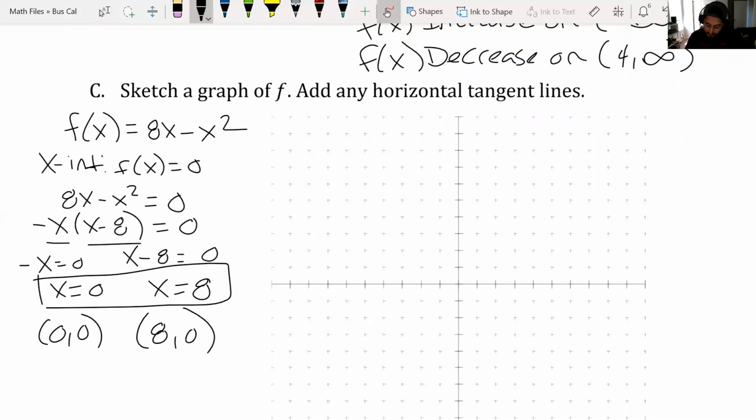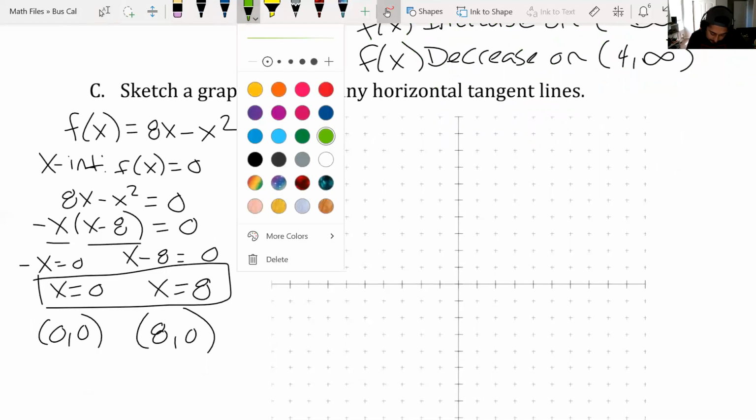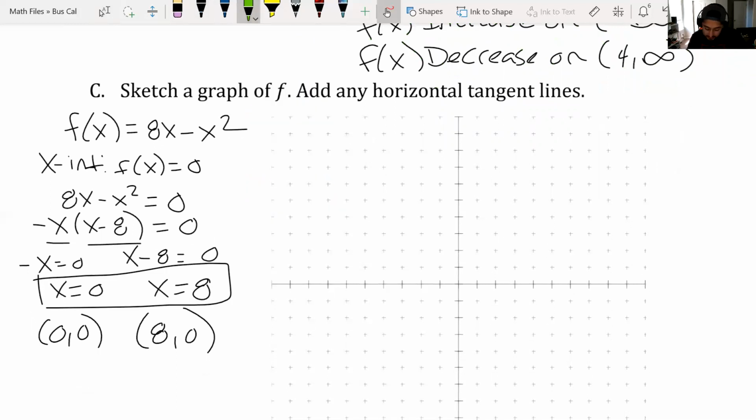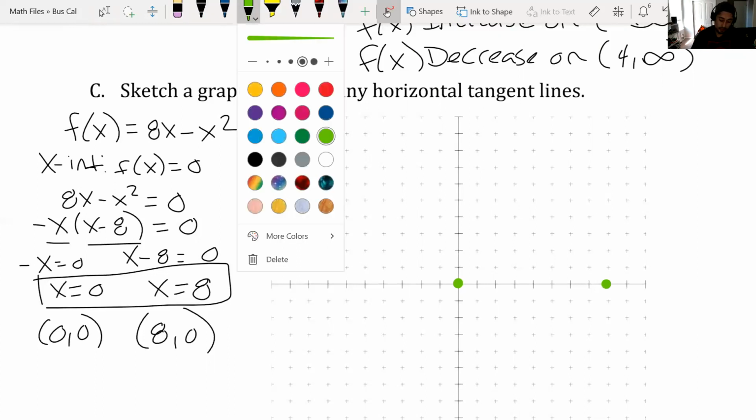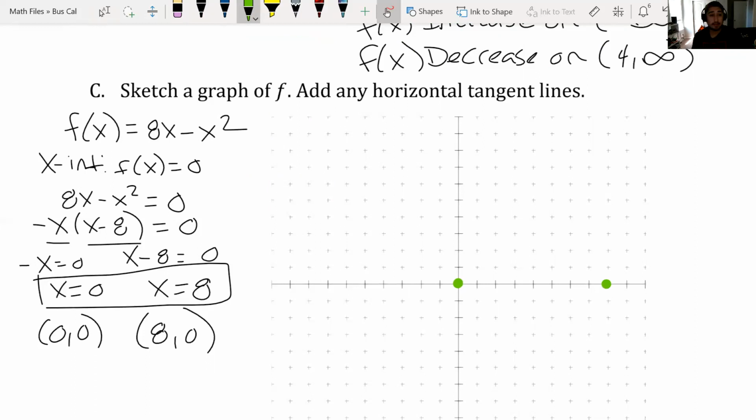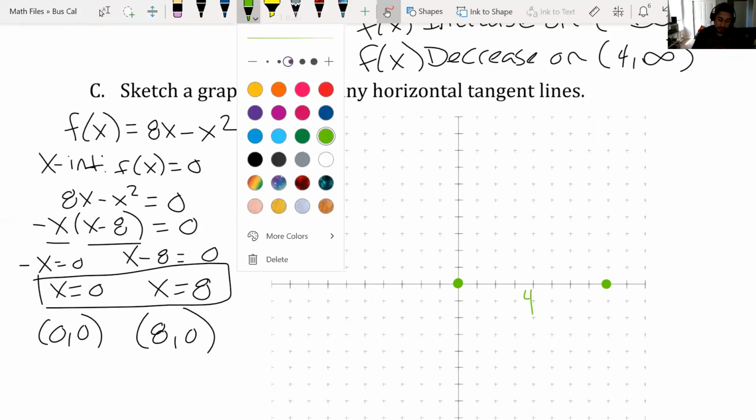Okay, now let's plot. So I'm going to plot the x values that I just found, my x-intercepts. Here's (0, 0), and then 1, 2, 3, 4, 5, 6, 7, 8. There's (8, 0). And then I'm just going to write the interval for my critical number. So 1, 2, 3, 4. So I'm going to write it on the interval. Okay. So now, all we're going to do now is sketch.